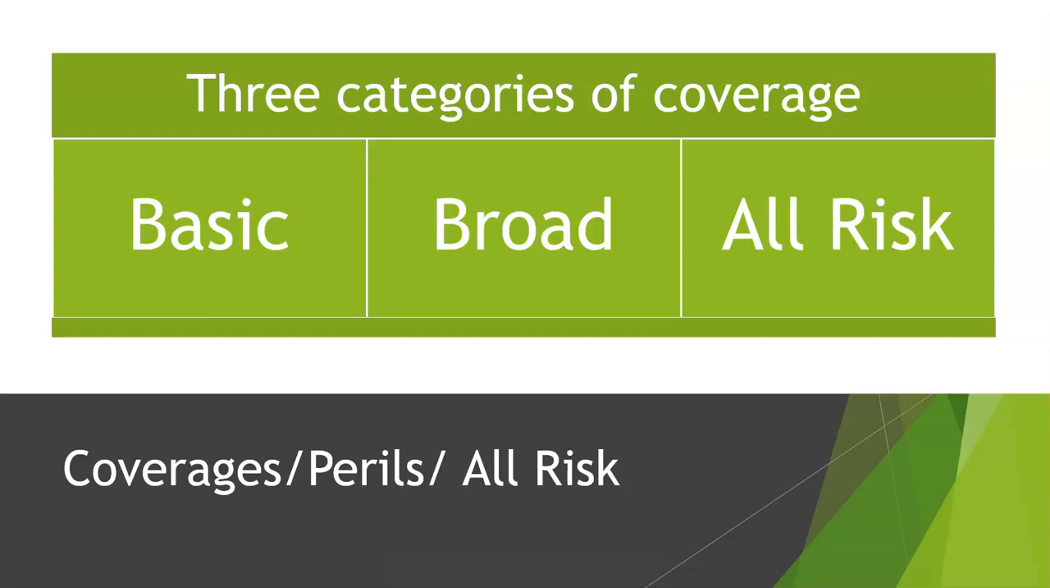Now, with an all risk or open peril policy, there is no need to memorize perils because there are no perils listed. An open peril policy means that all perils are covered, other than what is excluded. So more importantly, you're going to want to know what perils are excluded in an open peril policy to know what's covered. Essentially, there will be 3 categories of coverage: basic coverages, broad coverages, and all risk, which are also open peril coverages.